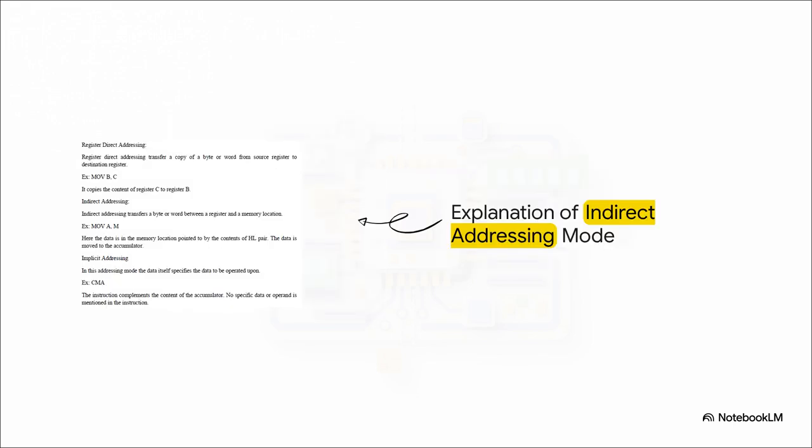Now, question 3c asks specifically for an example of indirect addressing. In this mode, a register pair, like the H and L registers, acts as a pointer to the actual memory location. So the register isn't holding the data, it's holding a map to the data. That's indirect addressing. An instruction like move A, M means move the data into the accumulator. But where's the data? Well, it's in the memory location whose address is currently sitting inside the H and L registers.